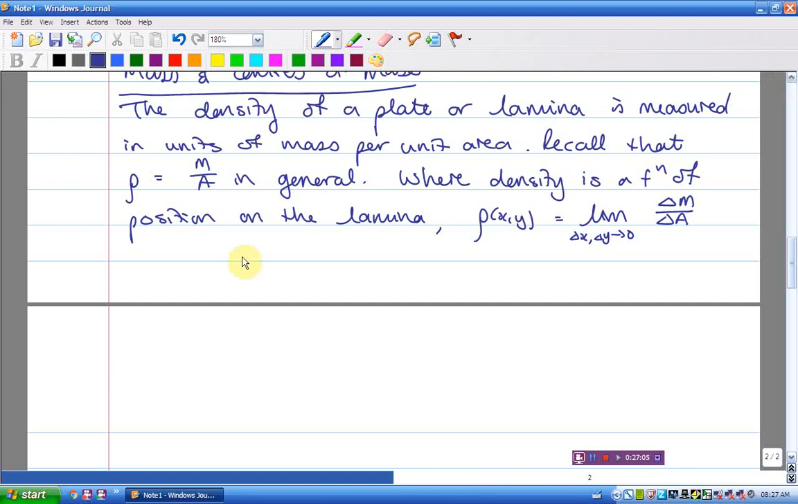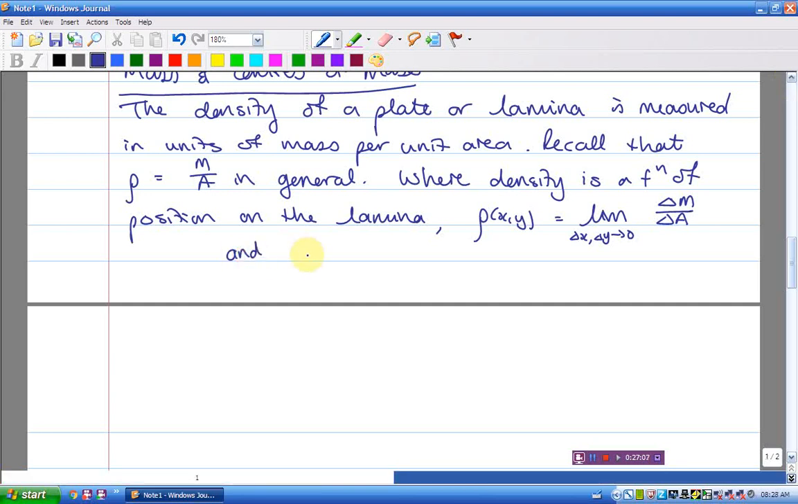What type of density are you talking about? Linear density. So it simply means that the density is mass per unit, per square centimeter, per square millimeter, per square inch.